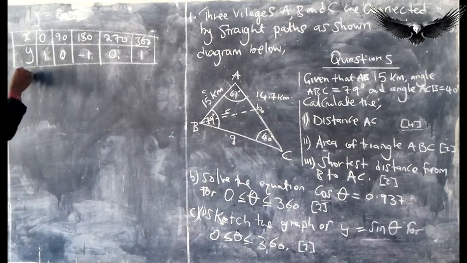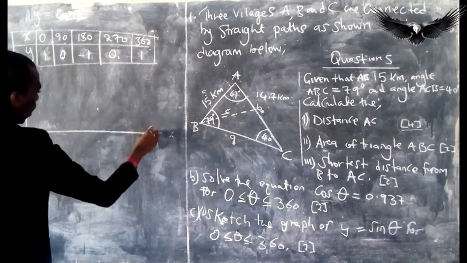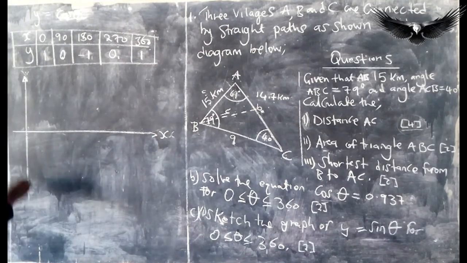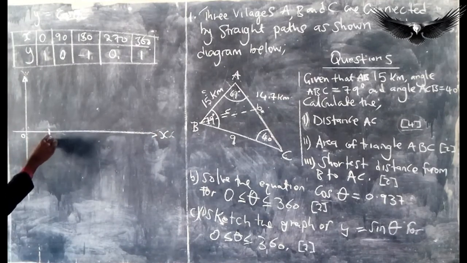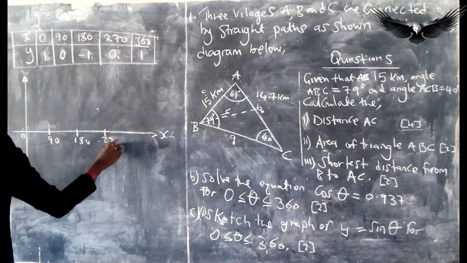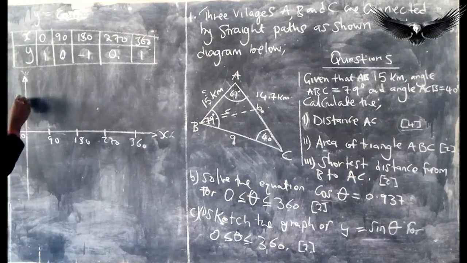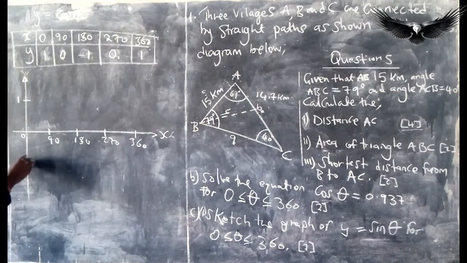Okay, so we do the same. Our y there and our x. So this is our 0, that is our 90, that is our 180, that is 270, and finally we have 360. So in here we just have a 1 there and negative 1. So here there is just negative 1, 0, and 1. Then we begin to plot.